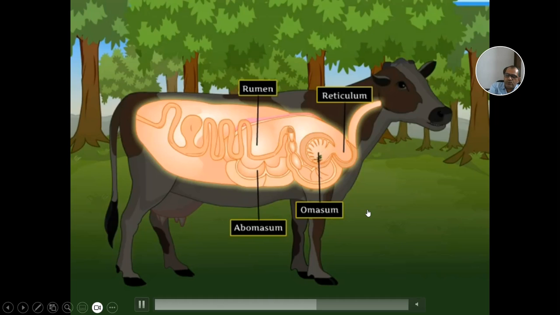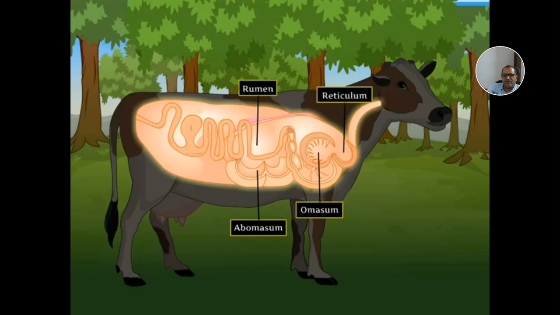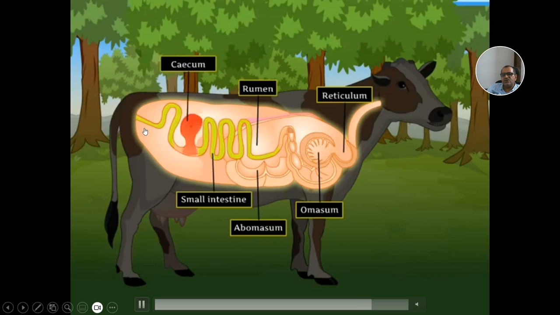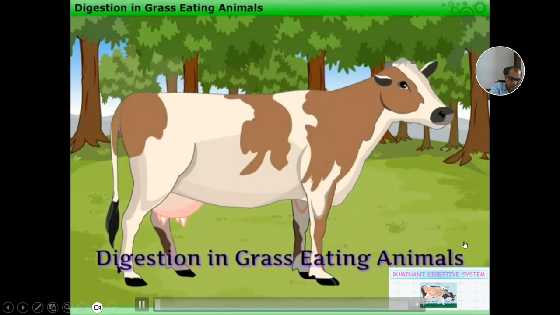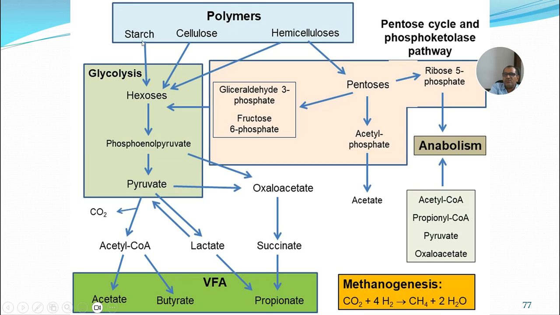Hence, one needs to know this process, which is very interesting, especially the rumen, reticulum, omasum, and abomasum. And ultimately, the food particles are passed into the small intestine, then the large intestine, then also the cecum, then the rectum and colon. In the cecum, microbial digestion is always there. That's the end of the ruminant digestive system.